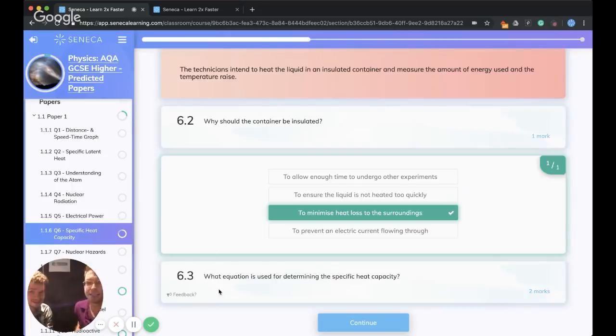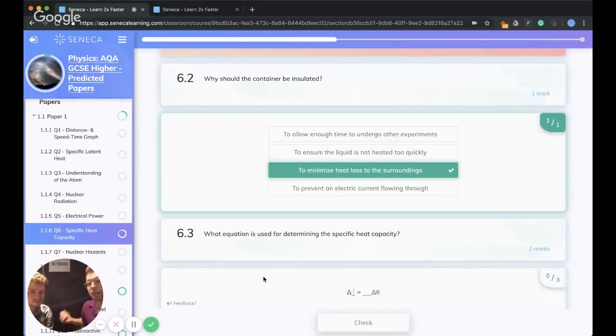Everyone else is throwing out answer 3 as well. Good job, very good. So what equation is used for determining the specific heat capacity? This is a key equation, and we had lots of requests for equations. This is one you need to remember. Very good, straight in there with MCT.